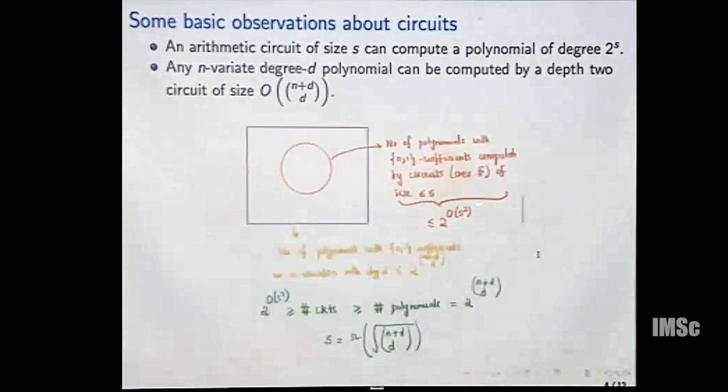So if you ask me, is there one? And the answer is yes, because we did just a counting argument and said that there exists one. But if you ask me what this polynomial is, then I have no idea. I don't know how to describe this polynomial. So that's what we want to understand.